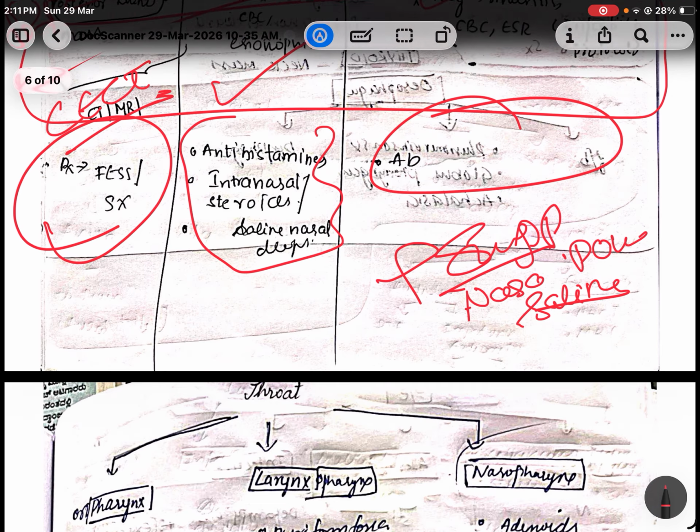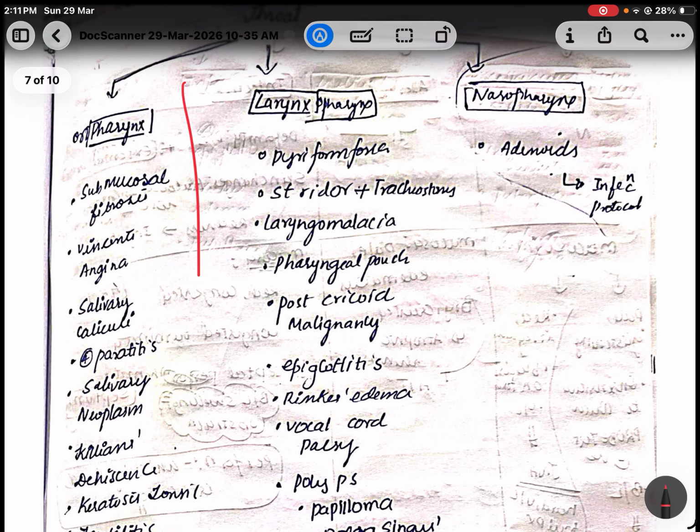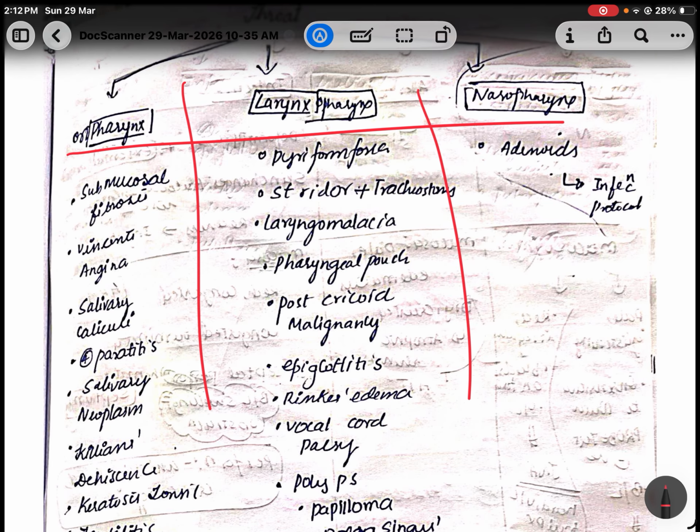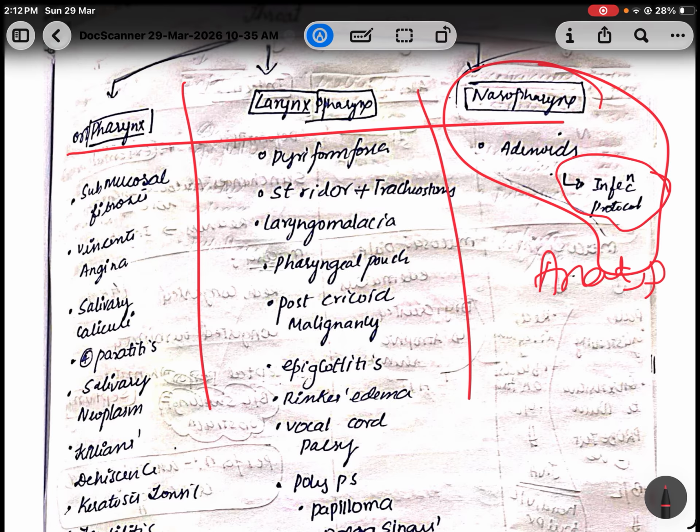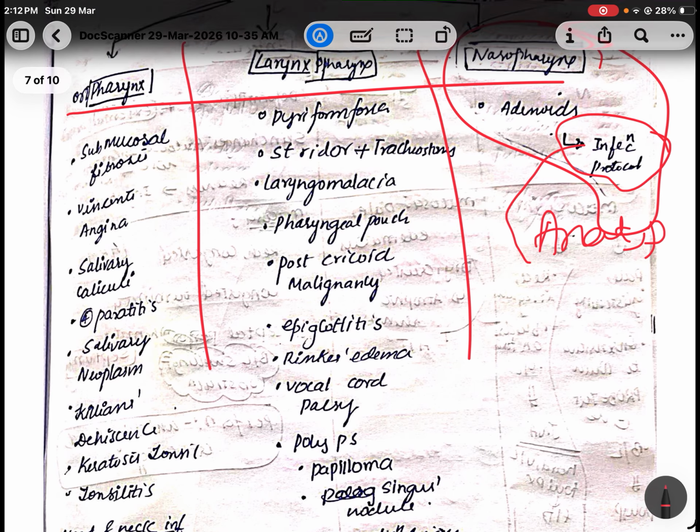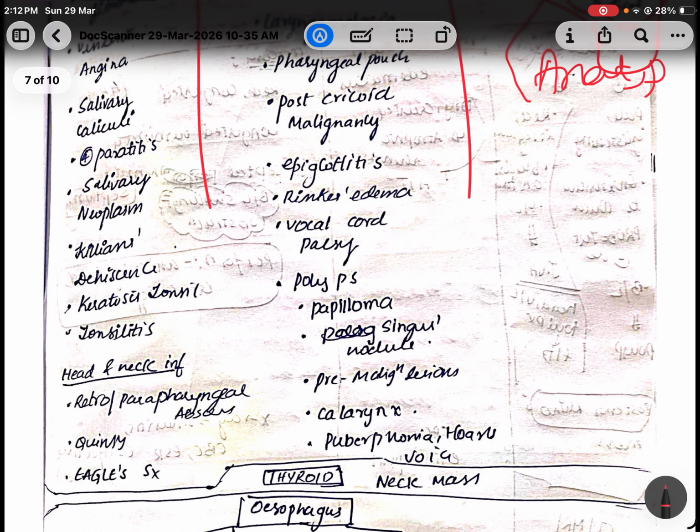Coming to the throat, I have divided it into nasopharynx, oropharynx and laryngopharynx. In the nasopharynx, one important thing is adenoid. Here, anatomy and physiology based questions are being asked, for example, blood supply of the nose. But if they ask about adenoiditis, obviously we'll use the infectious disease protocol which I have discussed. These are the diseases in the other conditions.